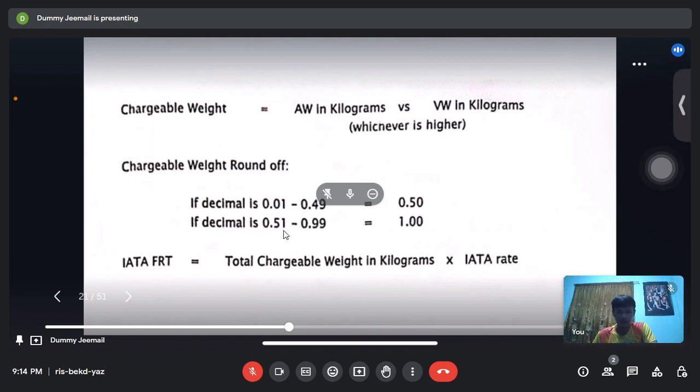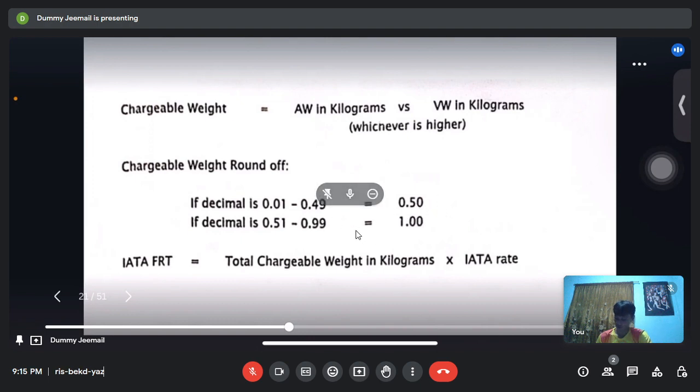If the decimal is in between 51 to 99, we round it off to 1. So for example, if the volume weight is 366.53, it went past 50, so 51 up to 99, it becomes 367 instead of 366.53, because we round off the decimal up to 1.